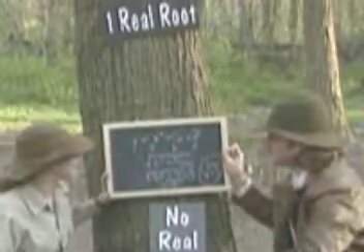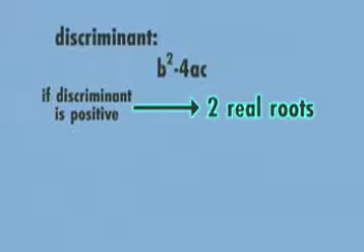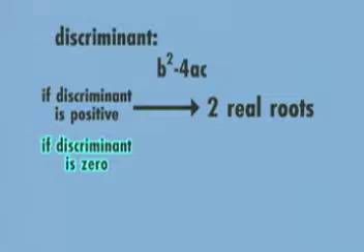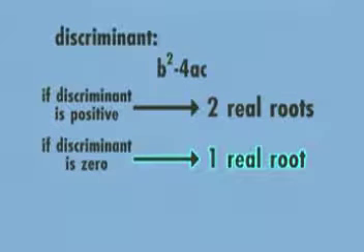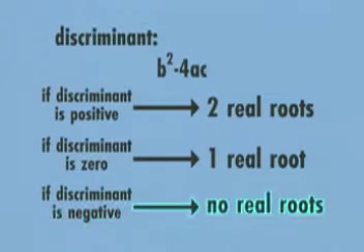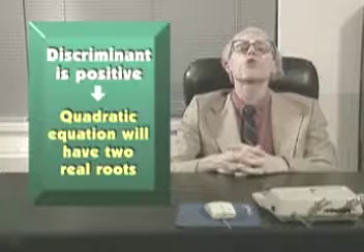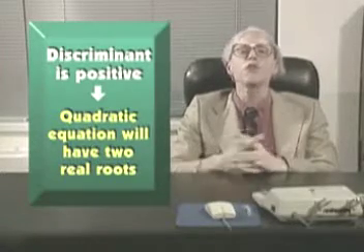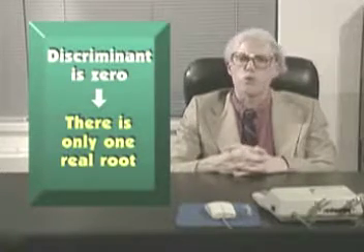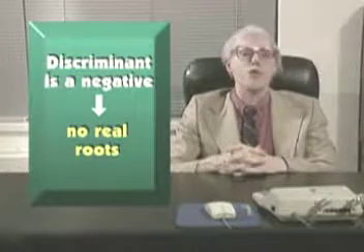I've found the discriminant. If the value of the discriminant is positive, then there are two real roots to the equation. If the value is 0, then there is one real root. And if the value of the discriminant is negative, then you know immediately that there are no real roots to the quadratic equation. So remember, if the discriminant is positive, then the quadratic equation will have two real roots. If it is 0, then there is only one real root. And if the discriminant is a negative value, then there are no real roots.